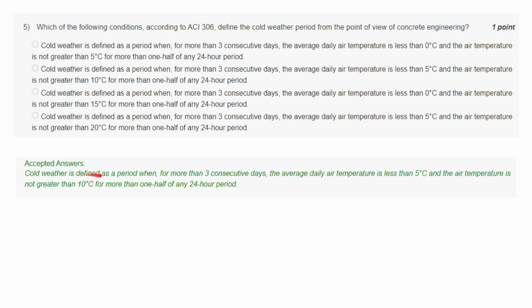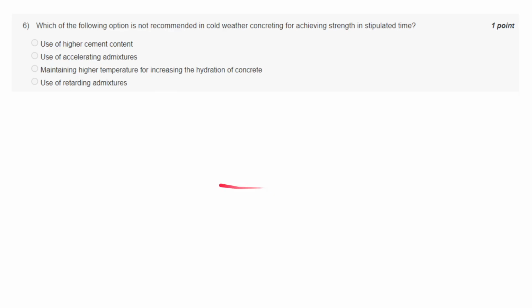So as you can see, cold weather is defined as a period when for more than 3 consecutive days the average daily air temperature is less than 5 and the air temperature is not greater than 10 degrees centigrade for more than one half of any 24-hour period. So next, let's go to the sixth question.